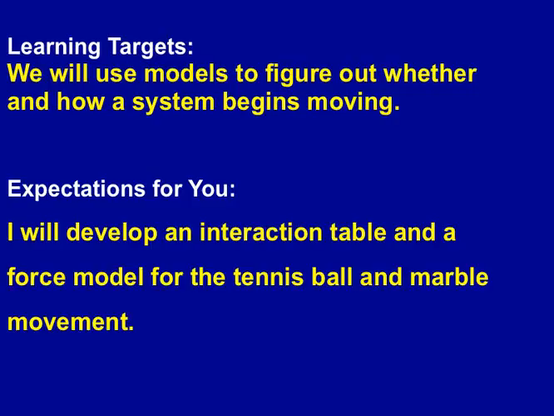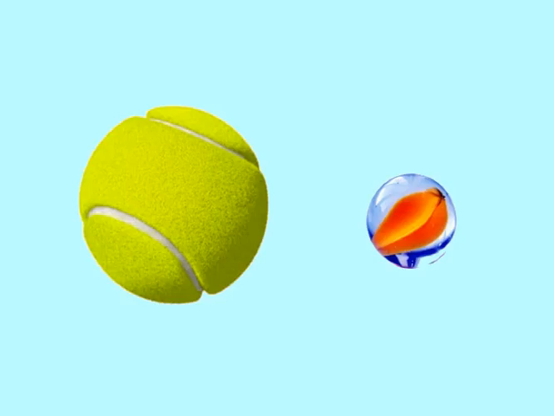So we've developed and completed interaction tables in the past, and complete force models for the tennis ball and the marble movement. So you're not actually in class, but what I did in class and what you're going to have to be able to interpret is that it says your teacher demonstrated two simple instances of objects beginning to move. A tennis ball that was tapped. So I had a tennis ball and I tapped it and it rolled across the table. So imagine that. Then it says there's a marble that was shot out by a stretched rubber band.